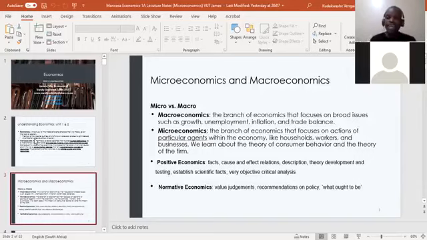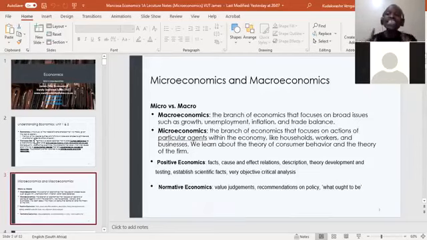Let me explain further. When we're saying micro and we're saying individual, we're saying that there are particular agents. When I say economic agents, I'm referring to you as an individual, to me as an individual, to Pick and Pay as a business, and to Sanlam as a business. Those are the various economic agents that we have.